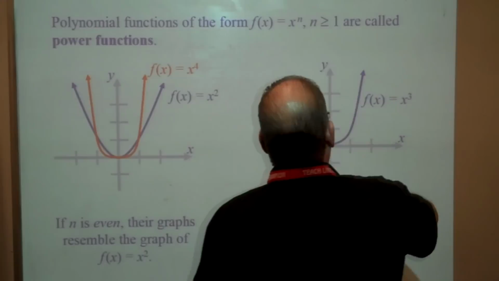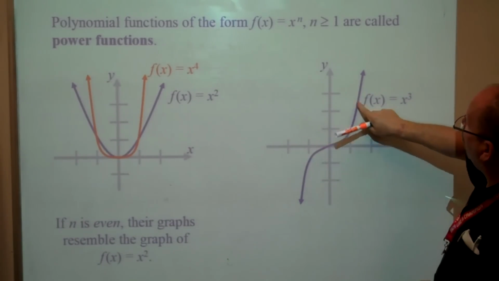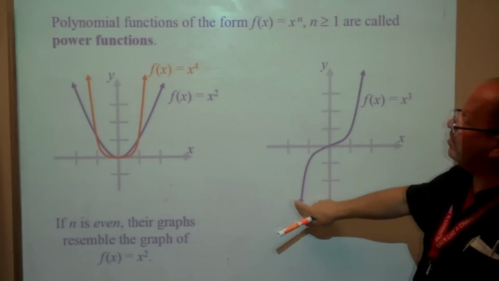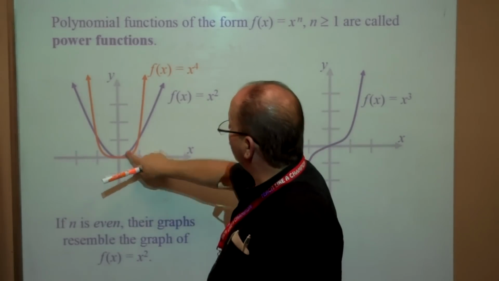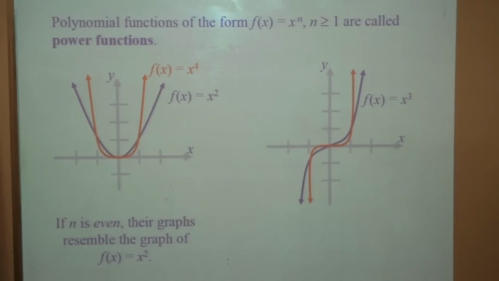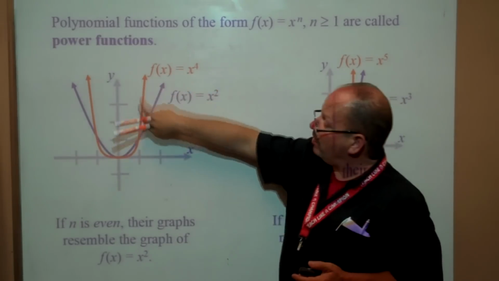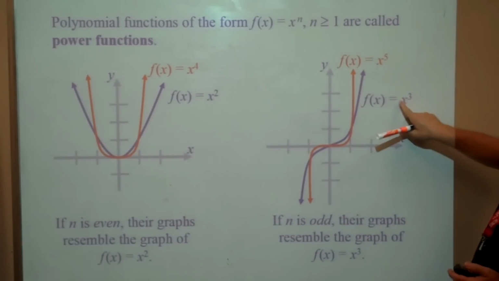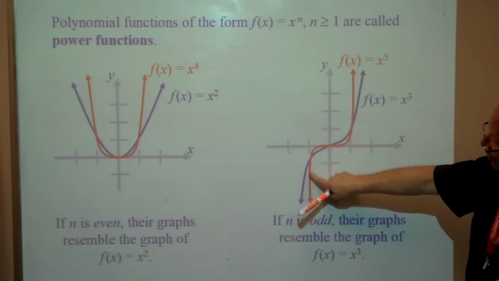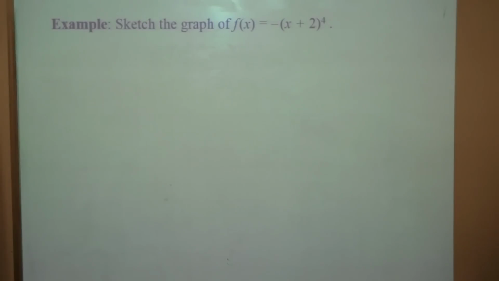x to the third, as x increases, y increases. As x decreases, y decreases. Over here, as x increases, y increases, and as x decreases, y increases. Okay? Just like x to the fourth looks like x squared, x to the fifth looks something like x to the third. Again, just this curve down here gets a little bit squarer, a little bit more bullish.